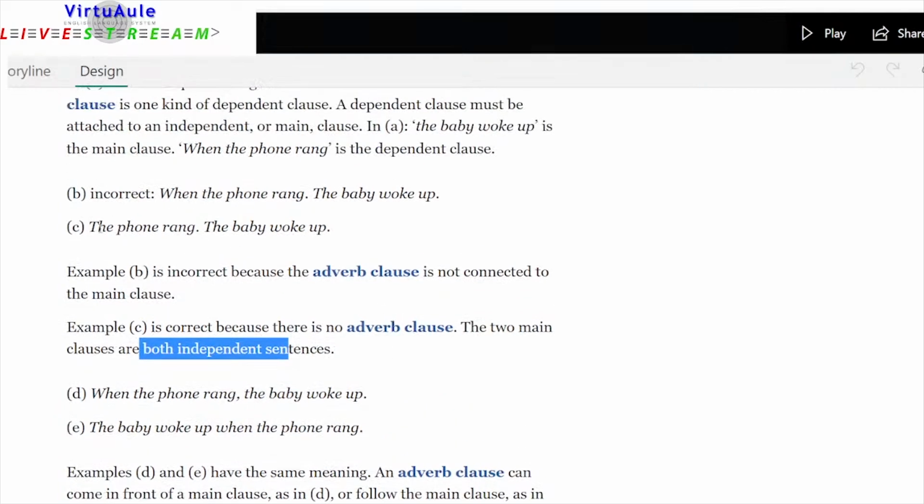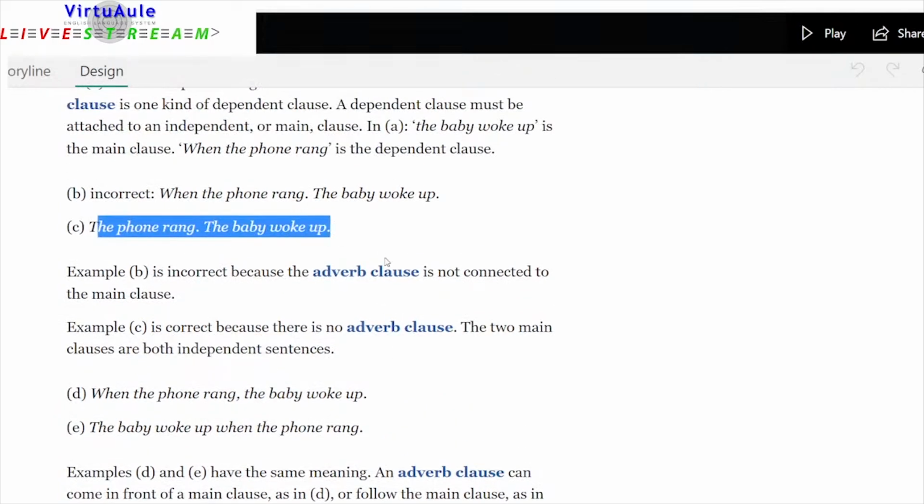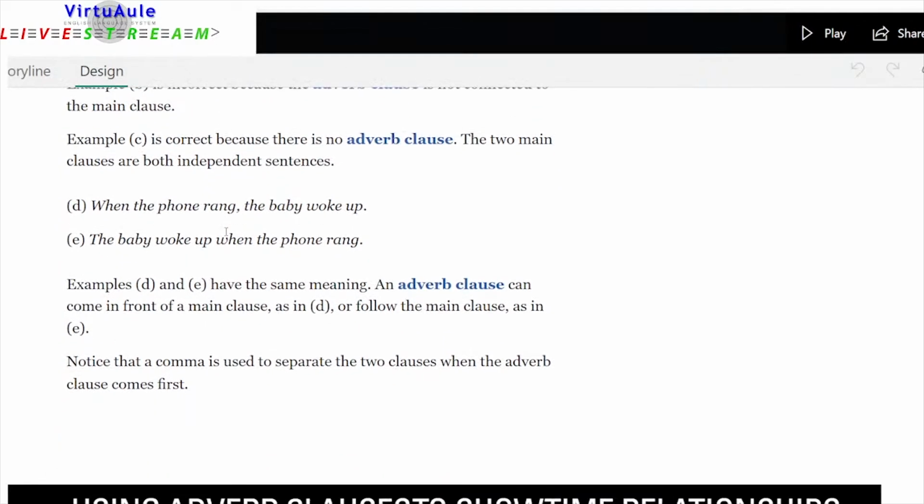And this is one of the problems of more basic or intermediate English, is that you are not making longer, more complex sentences, or you're not managing them. So this will give you an opportunity to get that straight. Okay, so D, when the phone rang, the baby woke up. The baby woke up when the phone rang. D and E have the same meaning.